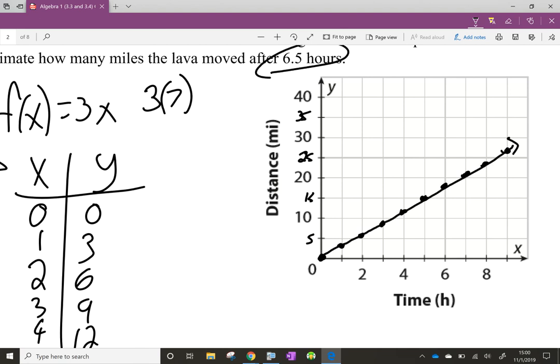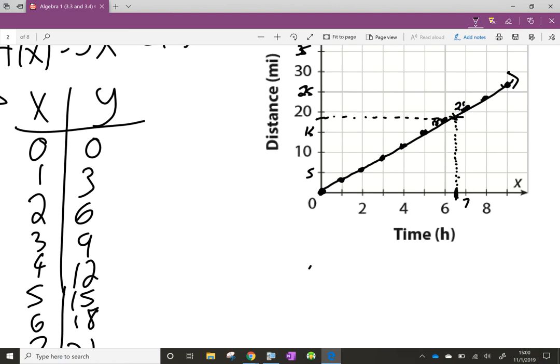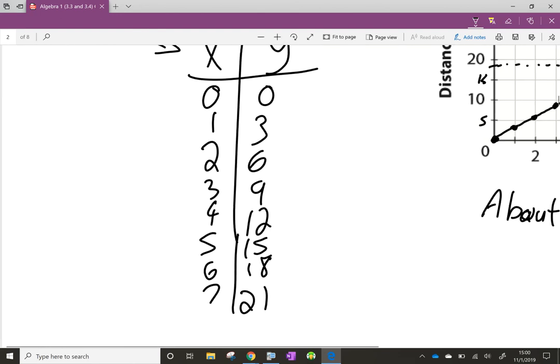Now let's use that graph to answer this question about the lava flow in 6.5 hours. Well, 6.5 hours would be right in between 6 and 7, should be right here, right? And if I trace this up to my function, it looks like it hits right about there, which is kind of right between, remember this was 18 and this is 21. So it's probably just a little bit above 18, a little bit below 21. So something close to 19, 20-ish, something like that, right? So about 19, right, is our answer.